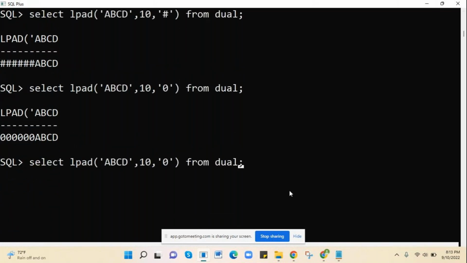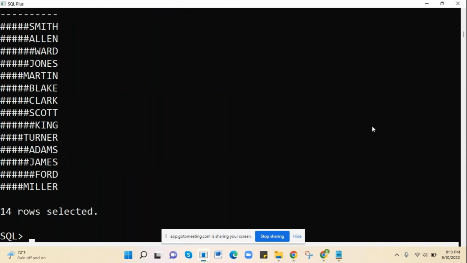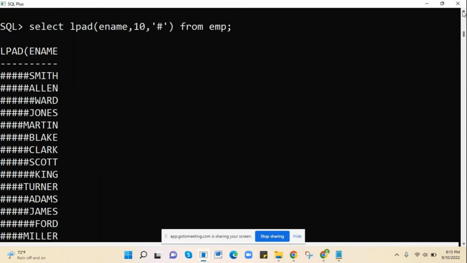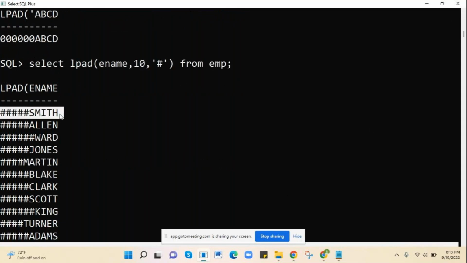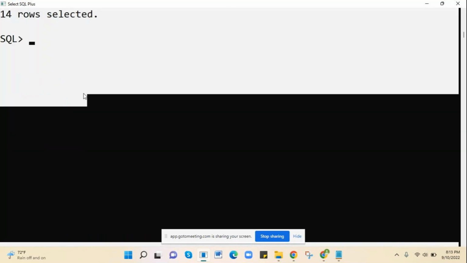For example, instead of ABCD, I want to use employee name. Instead of dual, we should use the EMP table. So now it is a fixed length, right? All are the same 10 characters.